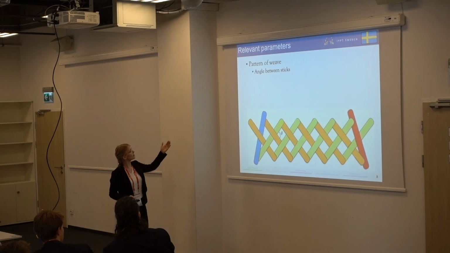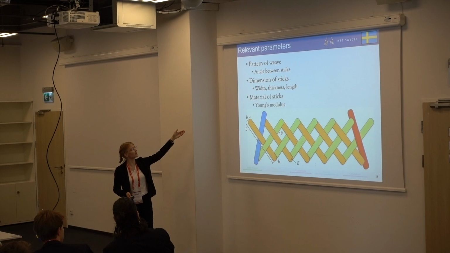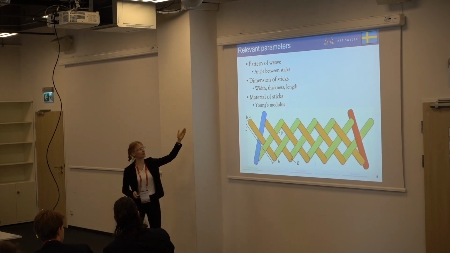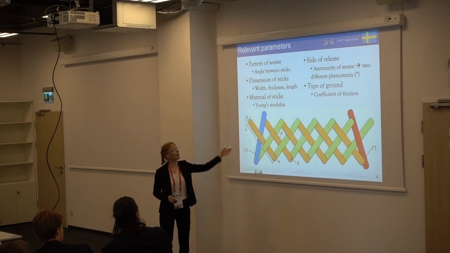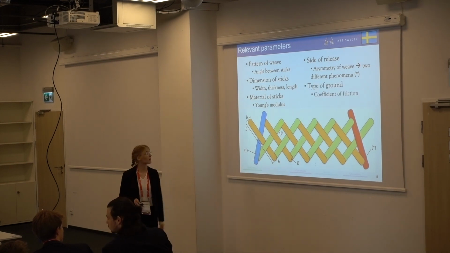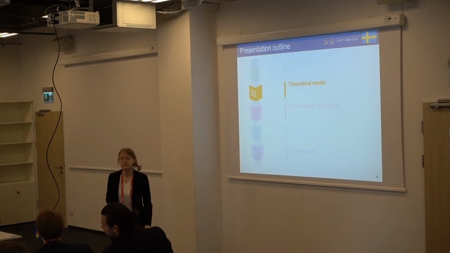Okay, so the relevant parameters are the pattern of the weave, or the angle between the sticks, the dimension of the sticks, the material of the sticks, and especially Young's modulus, the side of the release, as we have shown, and the type of ground, and then especially perhaps the coefficient of friction. Let's go into a theoretical model.